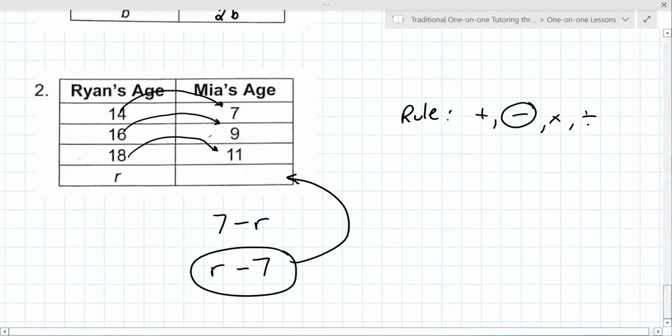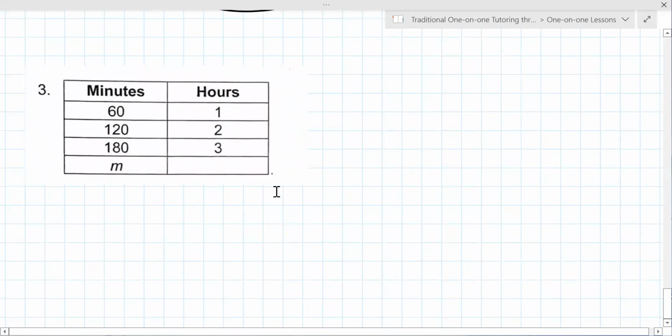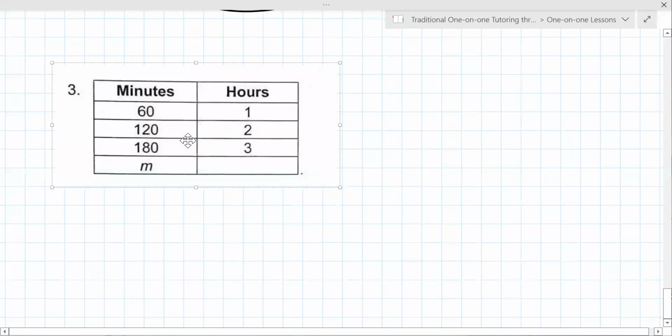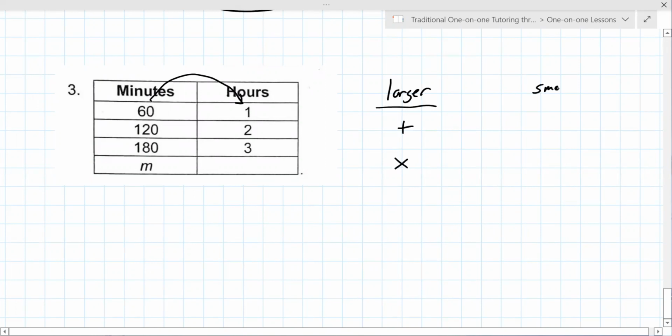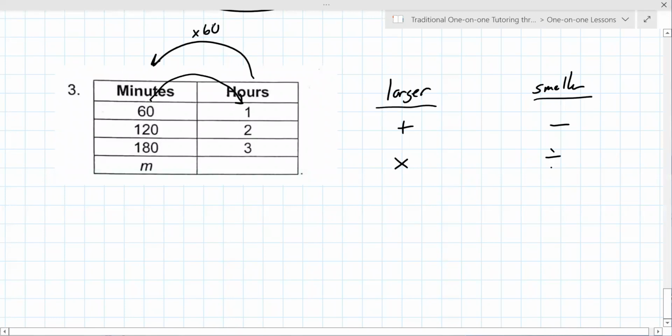Okay, let's look at number 3. Multiplying or subtracting. So when the numbers are getting smaller, here's your list. When it's getting larger, you're either adding or multiplying. Smaller, subtracting or dividing. 1 times 60, and then 2 times 60 is 120. 3 times 60 is 180. So you're going this direction, which is fine. You're multiplying by 60.